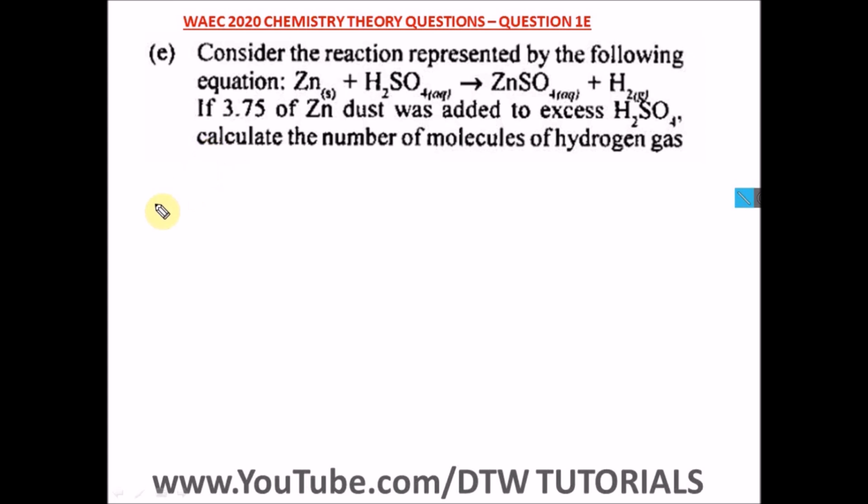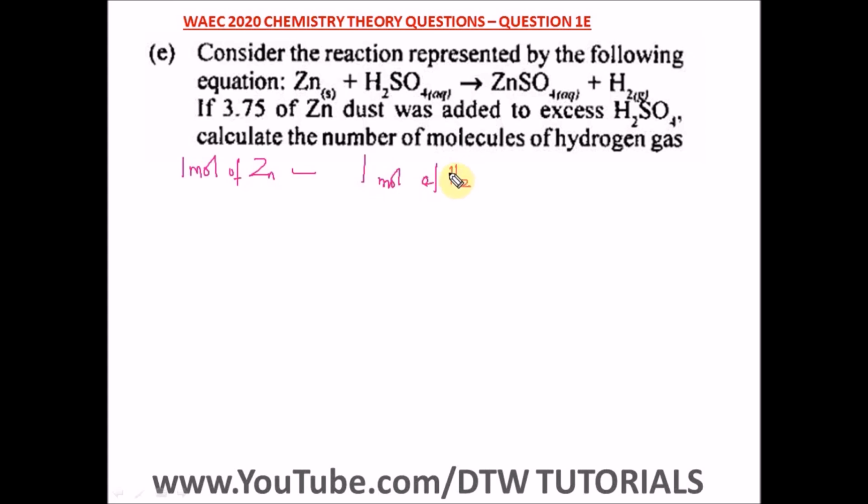Question 1E. Consider the reaction represented by the following equation: zinc reacting with tetraoxosulfate(VI) acid to give you zinc sulfate, and hydrogen gas is liberated. If 3.75 g of zinc dust was added to excess tetraoxosulfate(VI) acid, calculate the number of molecules of hydrogen gas. The equation of reaction says 1 mole of zinc liberates 1 mole of hydrogen gas.